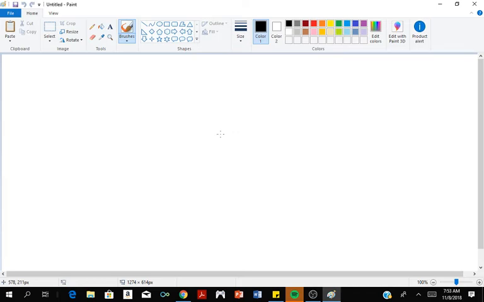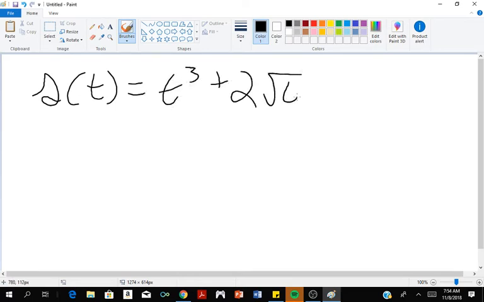Okay. So let's say that an object's position is given by s of t equals t cubed plus 2 root t minus 1 over t. That's its position. That represents the distance between where it is to where it started. I want to find the object's velocity.